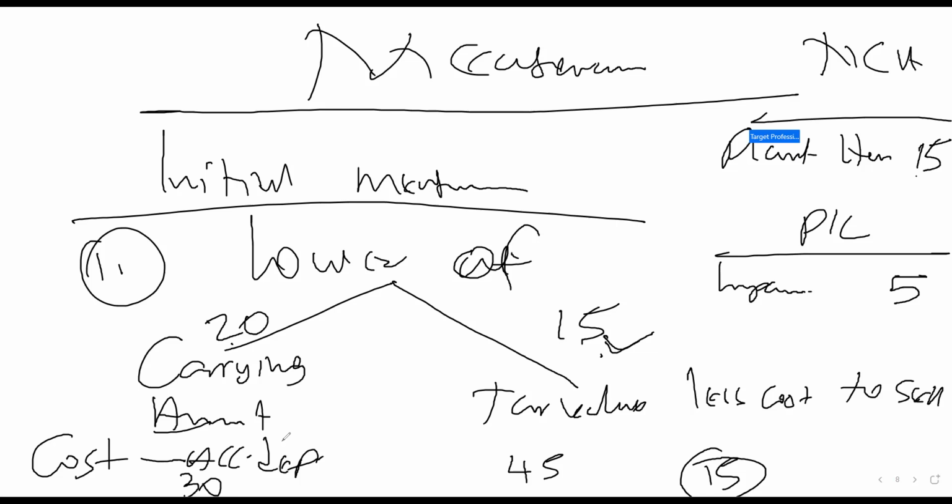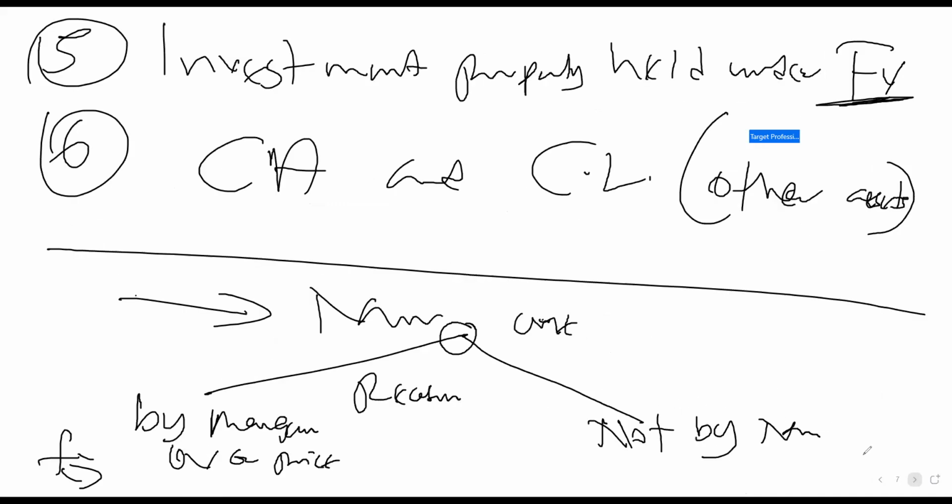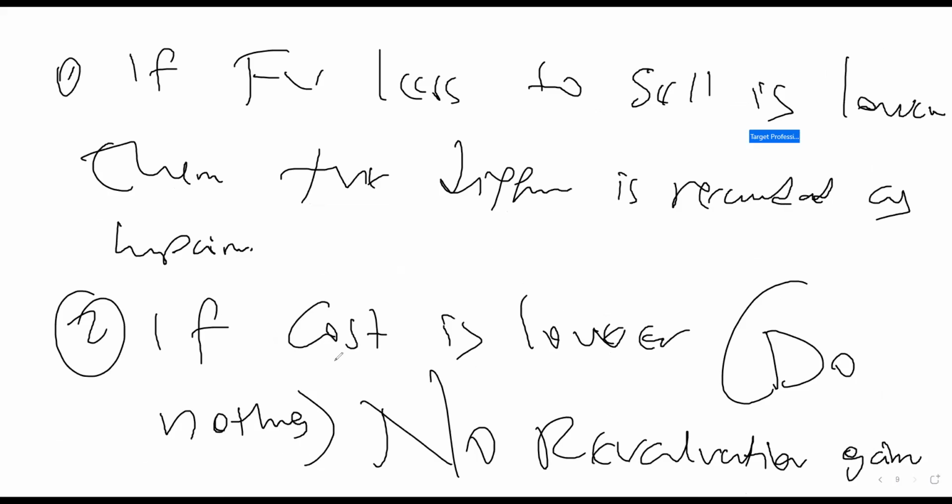Second condition, what if the current amount rather is lower? I mentioned the cost. It's supposed to be current amount too. The line is really drumming. Now you say do nothing. No revaluation gain. Let's go to subsequent measurement.